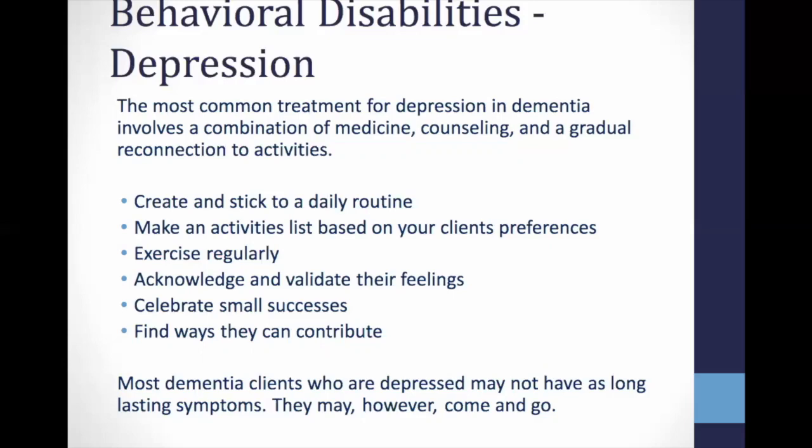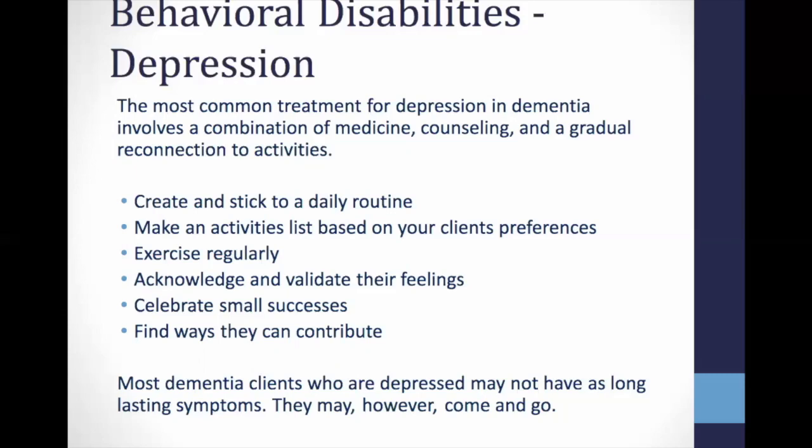So what we can try and do is some simple ideas that definitely can help, like creating and sticking to a daily routine. We talked about this in another session, how important those routines are and how that can give people so much comfort knowing what's coming next. We can make activities lists based on your client's preferences, right? Making sure that they are doing things that they enjoy, that sparks them joy, that gives them purpose, gives them positive feedback. We want to exercise regularly. Again, the positives for physical and cognitive abilities there is huge.